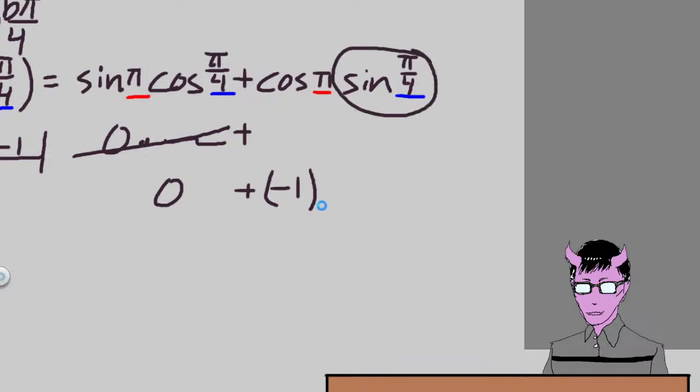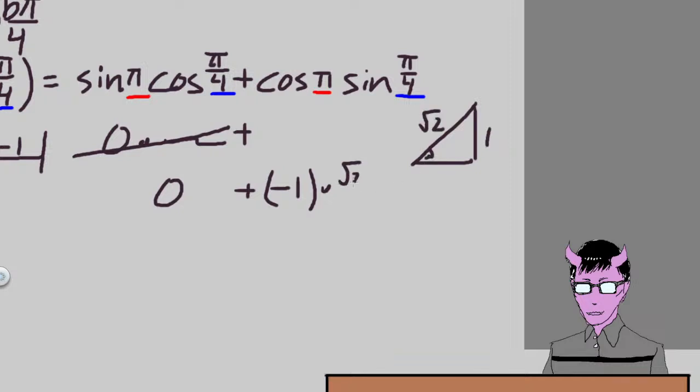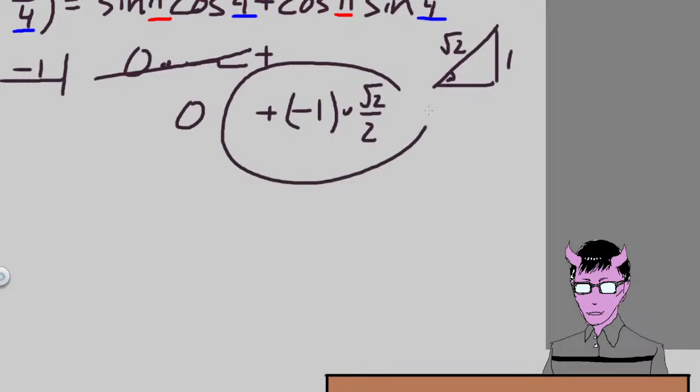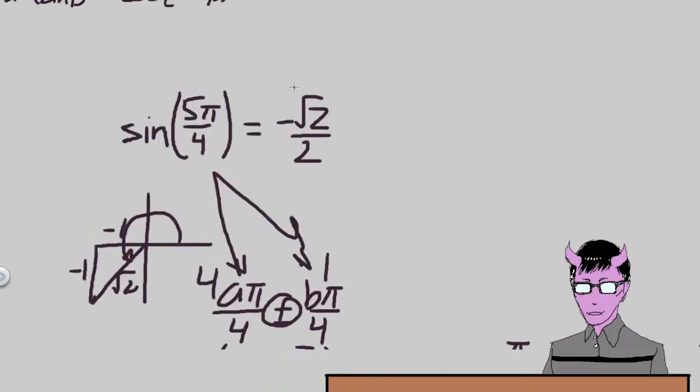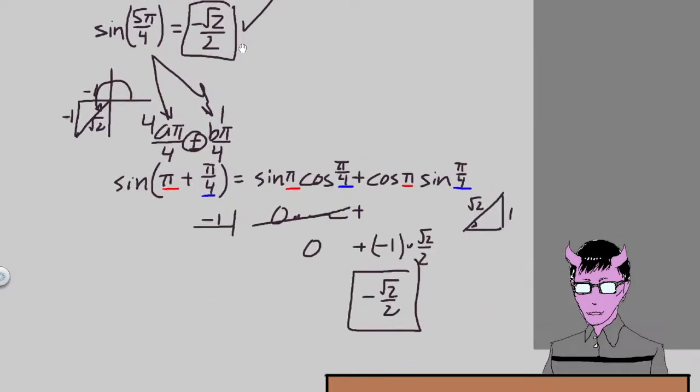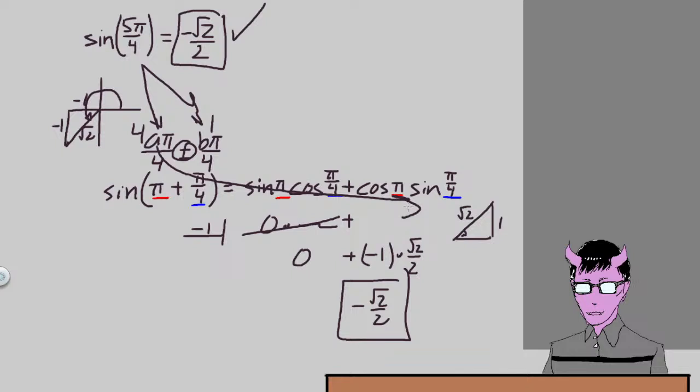And then for that one, well, hopefully we still remember that one. 1 over root 2. So evaluating that, we're going to get negative root 2 over 2, which is consistent with the first answer. And thus we're good to go. Again, this is just practicing the expansion. We didn't have to do it because it's already a nice situation.